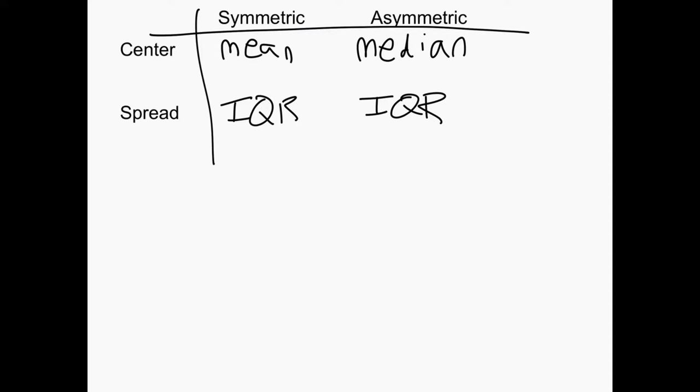This is what your kids need to know this year. They need to know, is that data symmetric or not? They need to be able to compare the medians of two box plots, and they need to be able to measure the spread using the interquartile range. They might compare, is the range of one box plot bigger than the range of another?